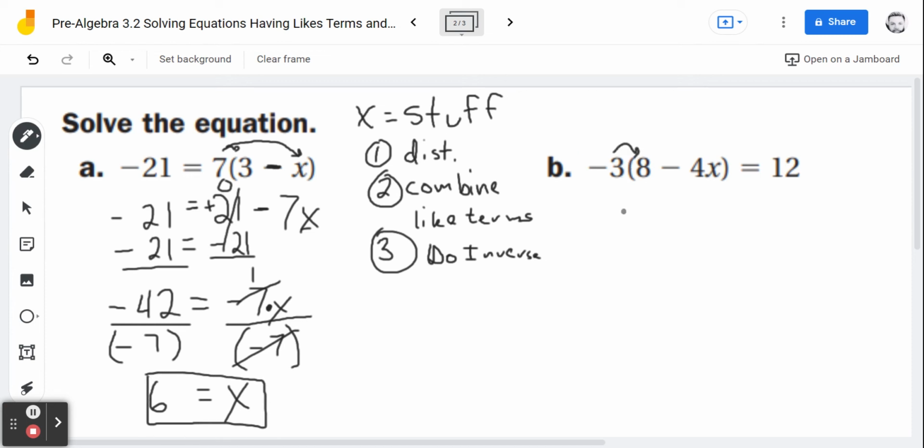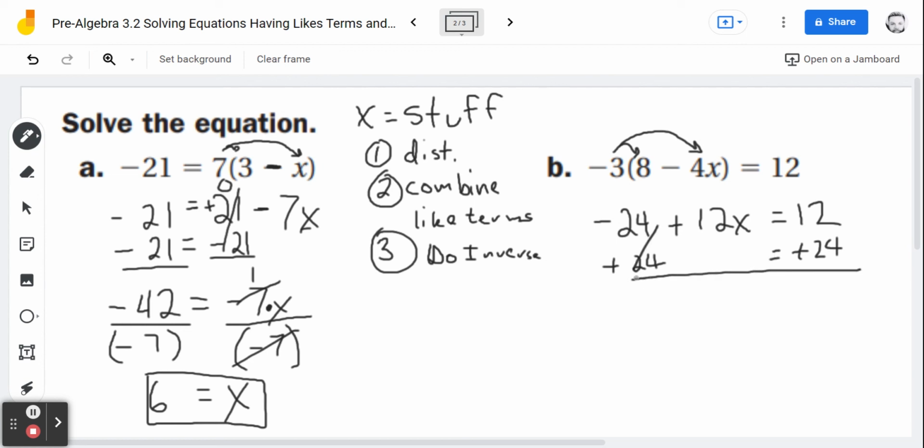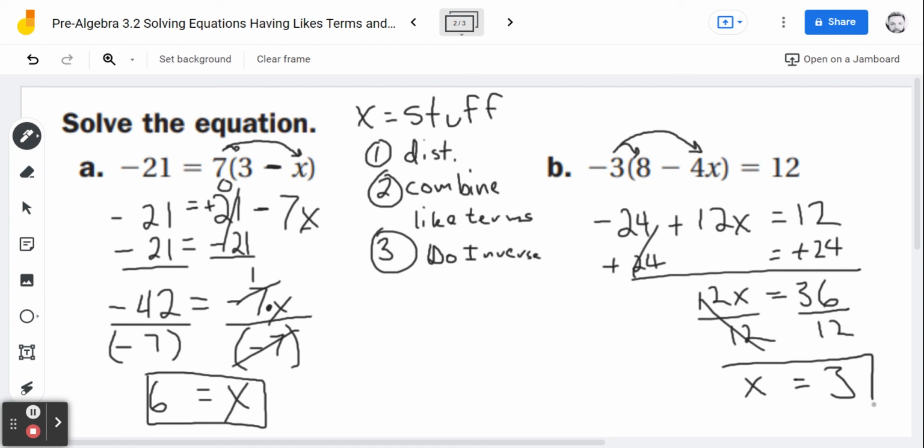What's negative 3 times 8? Yep, negative 24. What's negative 3 times negative 4x? Is it negative or positive? It's positive 12x, right? Equals 12. Again, the 12 is the last thing, so I'm going to add 24 to both sides, because that's the inverse of minus 24. These cancel. I get 12x is equal to 36. Divide by 12. And I get x equals, is that 3? 36 divided by 12 is 3.